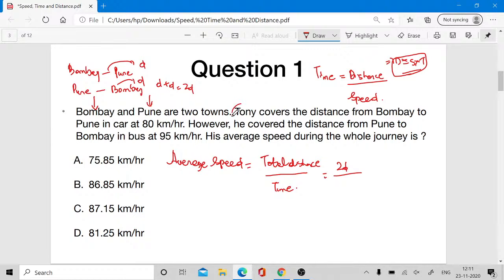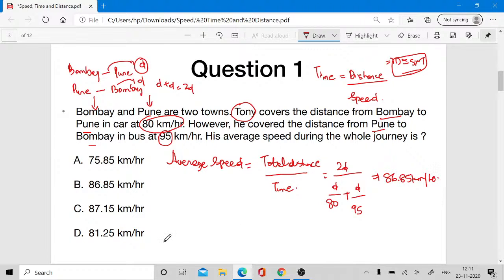First, he covers Bombay to Pune in a car at 80 km per hour, and the distance is d. तो ये क्या बन जाएगा? d divided by 80, plus the second distance, from Pune to Bombay at 95 km per hour, that is d divided by 95. So 2d divided by (d by 80 plus d by 95). You will get the answer 86.85 km per hour.